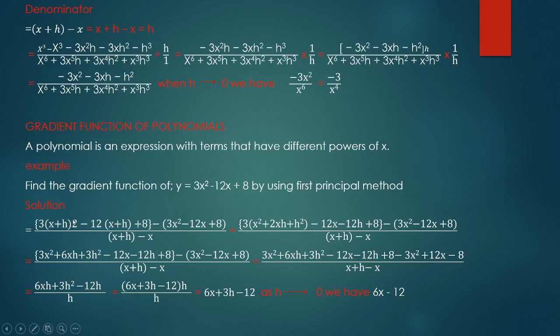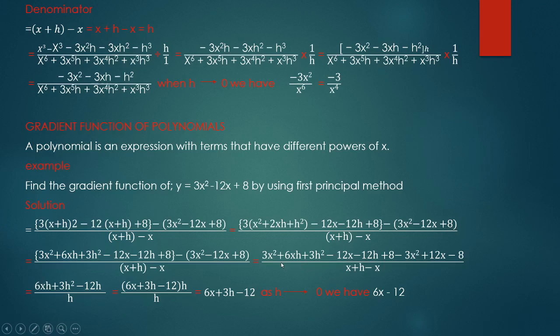Now what you do, this x plus h squared, you expand it, you'll get x squared plus 2xh plus h squared. And then you also open this bracket, this becomes negative, so it is minus 12x minus 12h, then plus 8, then minus, still you retain the bracket because this negative will change. Now this is 3x squared minus 12x plus 8, all over that. So if we open this bracket, this will be plus 12x, and this becomes minus 8.